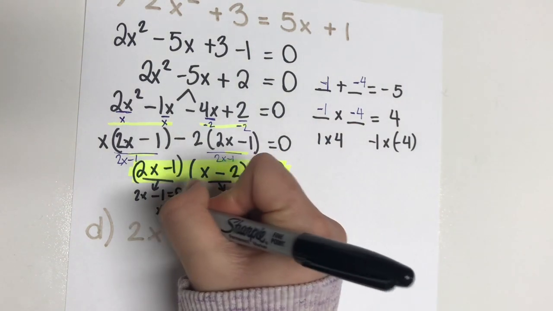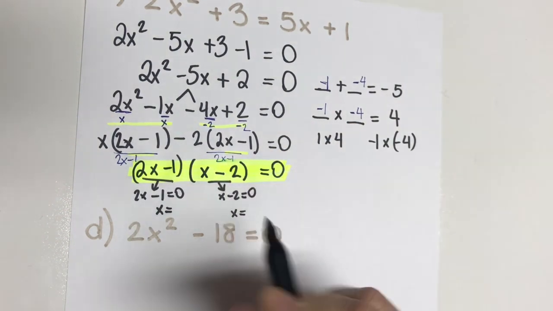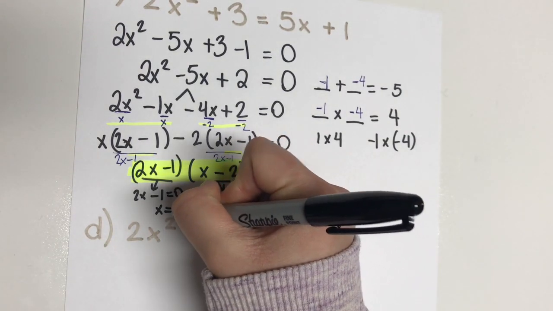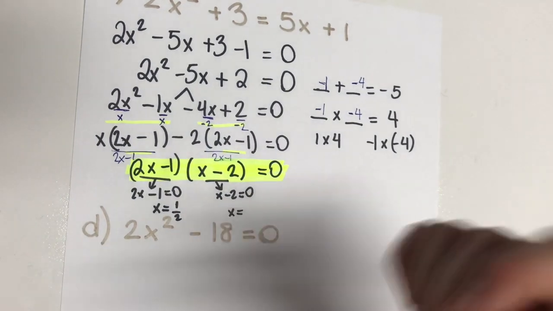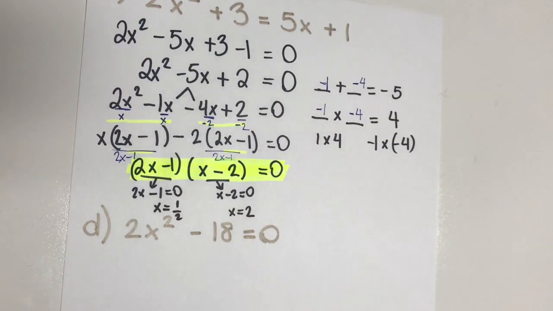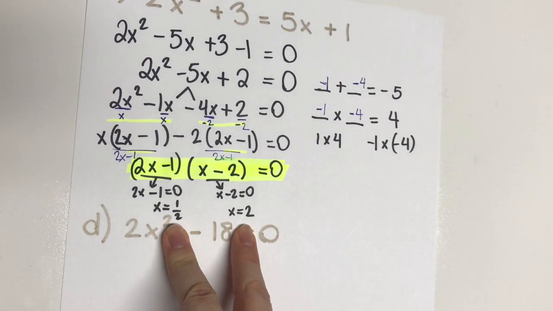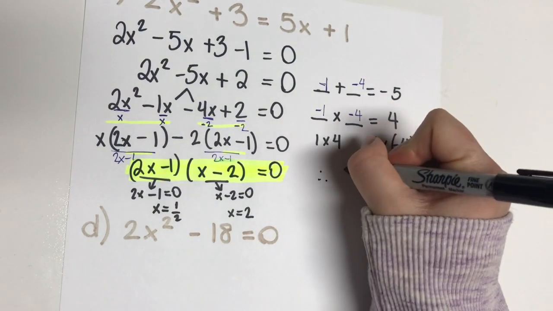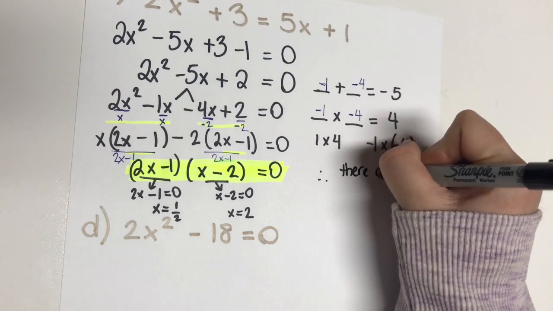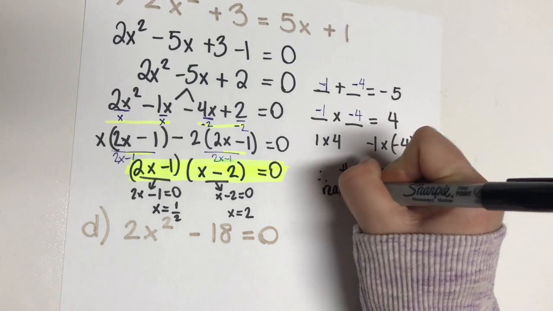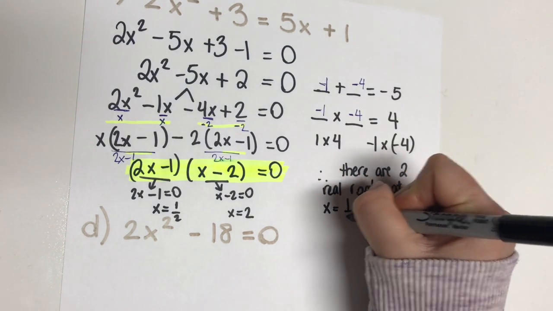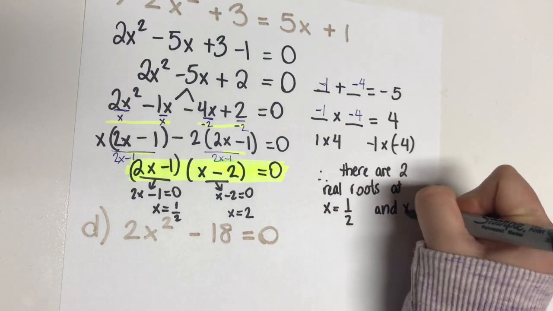And when I solve for x, I'm just going to do it in one step here because of space, but I bring 1 over to the other side and I divide both sides by 2, so I'm left with 1 over 2. It's just simple solving. And I bring 2 over to the other side and I'm left with x equals 2, which means I have 2 distinct, so 2 different real roots. Therefore, there are 2 real roots at x is equal to 1 over 2 and x is equal to 2.